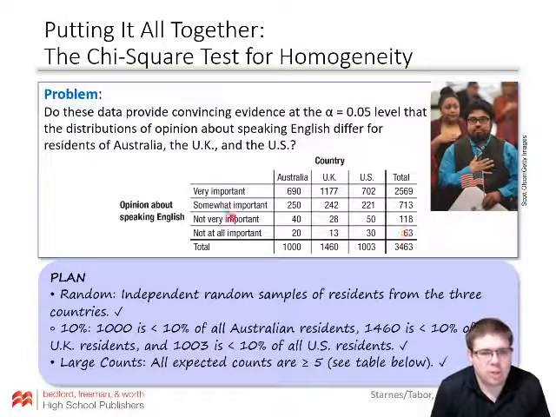And then the large counts: we actually have to show our expected counts are all at least 5, and so we're going to perform that. We can do row total times column total divided by table total. You should be able to do that. So our expected Australians, I would say very important. Overall, it's 2,569 out of that. That's our proportion times 1,000, which would give us our expected for this. And we could also use our calculator to help with this.